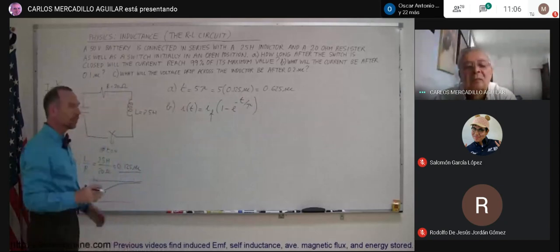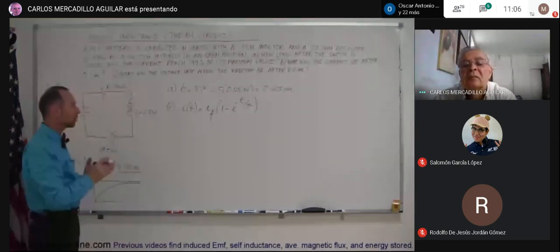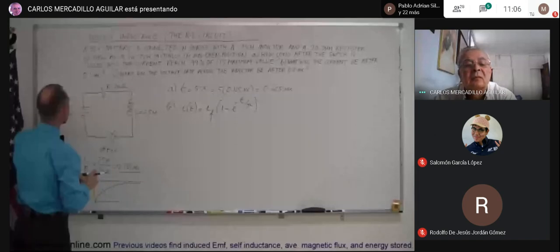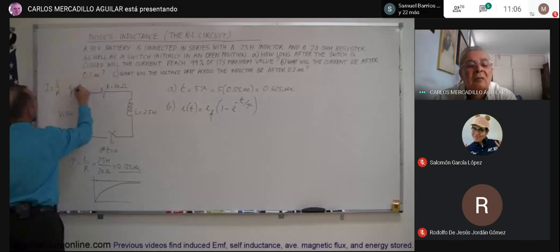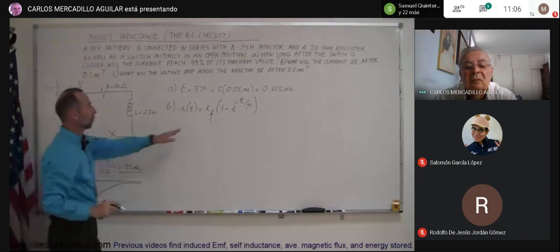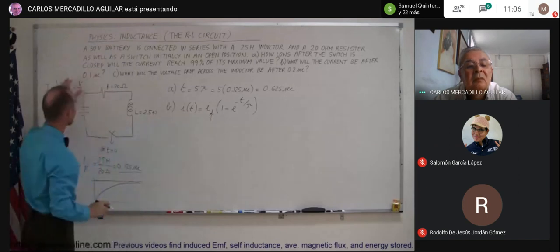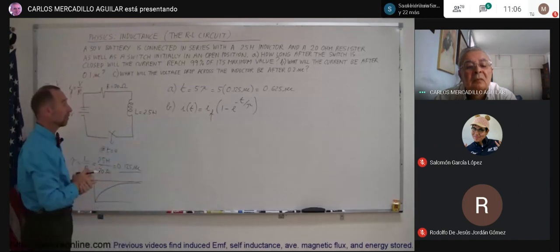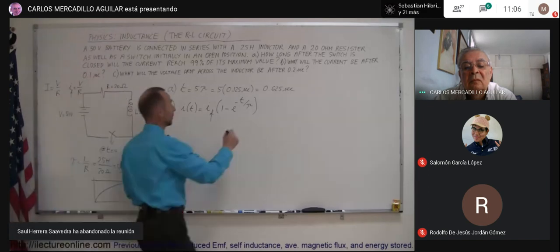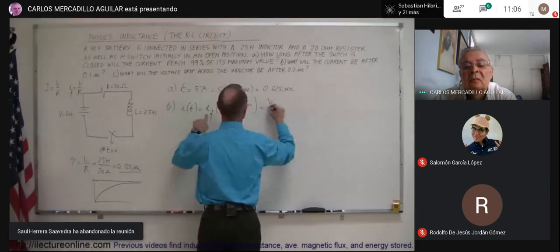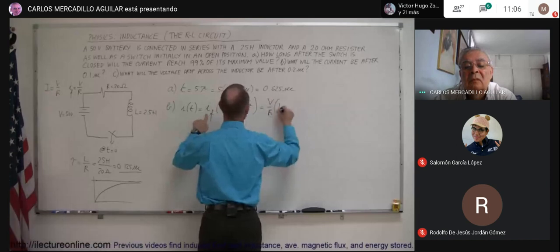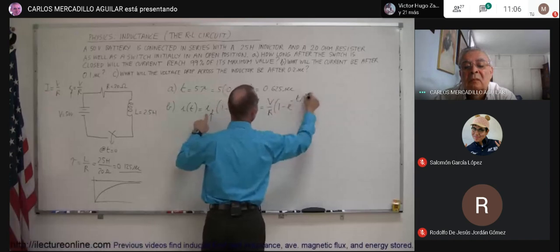The final current of the circuit can be found by using Ohm's law. So we can say that I final is simply equal to the voltage applied to the circuit, which in this case is the volt divided by the resistance of the circuit, which is R. So we can replace I final by the voltage in the circuit divided by the resistance in the circuit. We can write it like that. This is equal to V over R times 1 minus e to the minus t over tau.